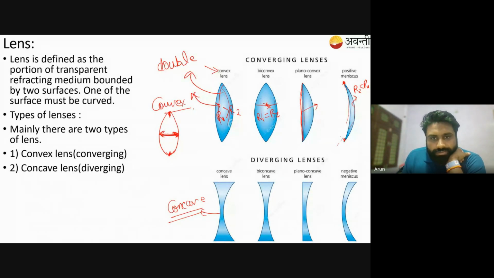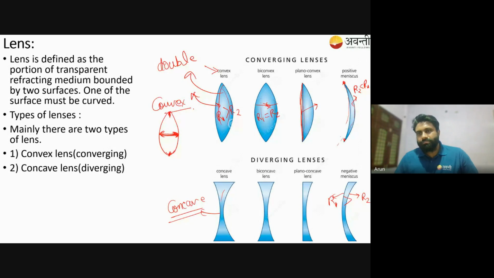Till then I will cover the diverging lens. So we have the concave lens, or double concave lens. R1 is equal to R2. Plano-concave lens: one surface is plane, the other surface is curved. And this is the negative meniscus lens, in which the radius of curvature of this part is R1 and of this part is R2. R1 is always greater than R2, which is why it is not going to meet anywhere. So these are the types of lens.